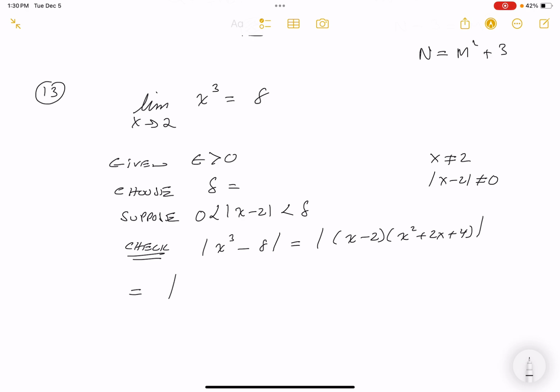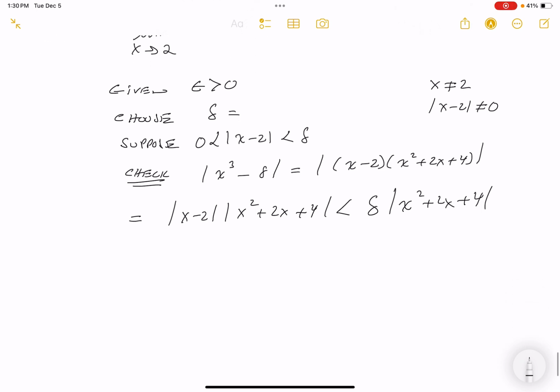This is equal to the absolute value of x minus 2 times the absolute value of x squared plus 2x plus 4. And I know this is going to be less than delta, because x minus 2 is less than delta, times the absolute value of x squared plus 2x plus 4. And this is where trouble sets in. The trouble is, how do you deal with that? To look at that, I'm going to use what's known as the triangle inequality.